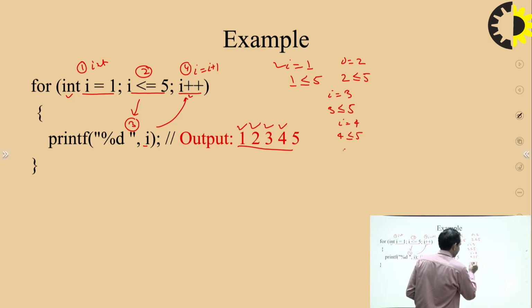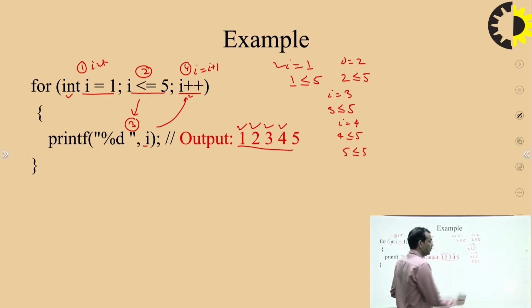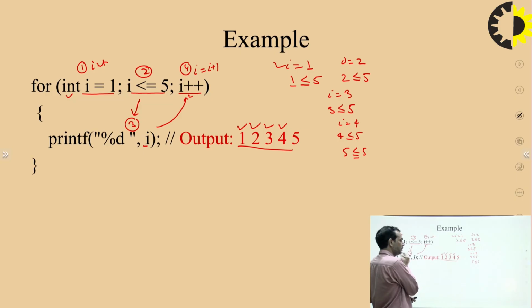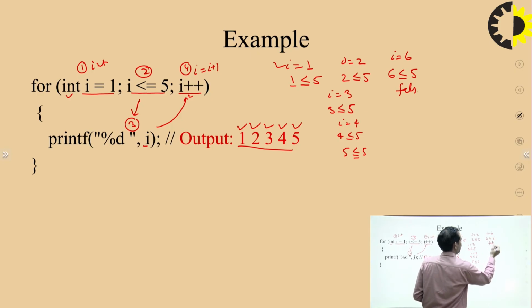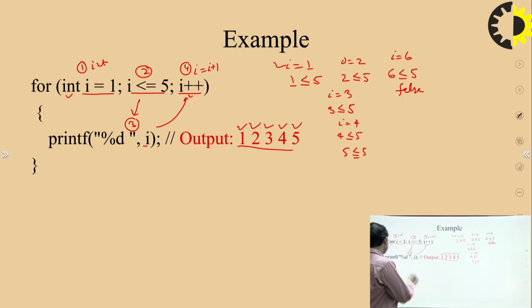Now I equals 5. Is 5 less than or equal to 5? No, 5 is not less than 5, but 5 is equal to 5, so the condition is true. Again it will go inside this block and print the value of I, that is 5. Now it will increase the value of I, so I equals 6. When it checks the condition, 6 is less than or equal to 5, that is false, so it will not go inside this block, it comes outside the block.